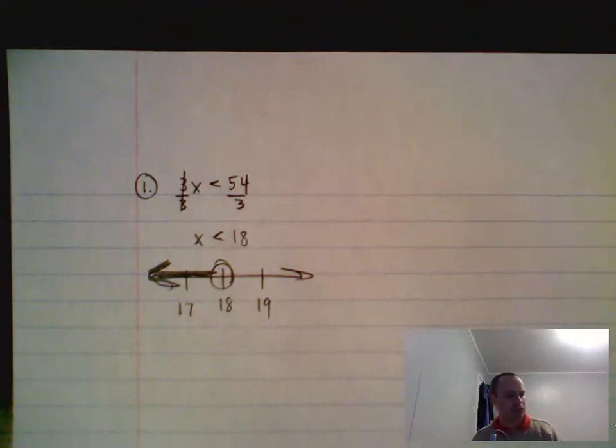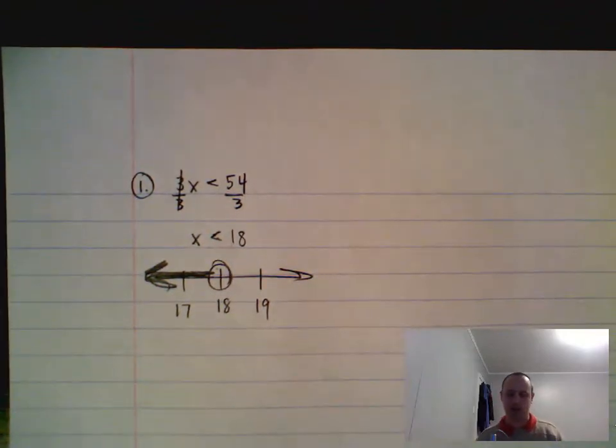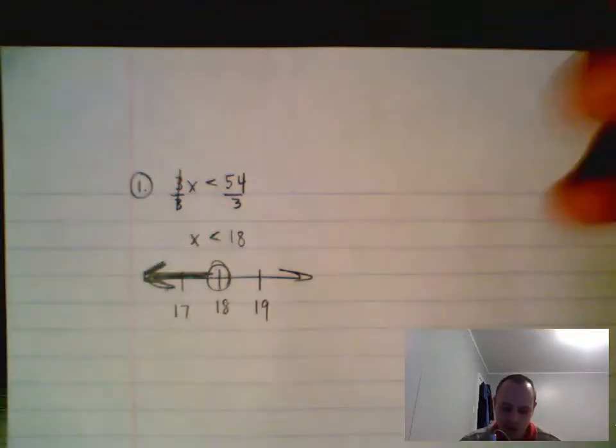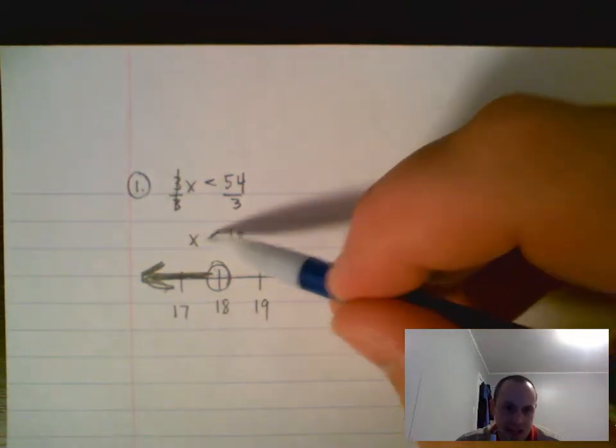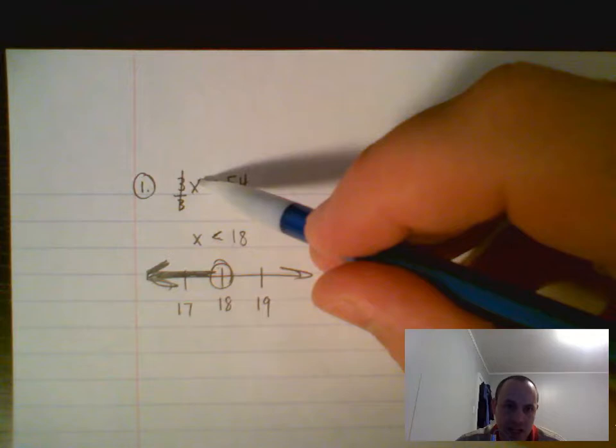Okay. All right, number 2, I'm going to have you do on your own. I'm going to have you do 3 on your own. Just to check these, the way you check them is you take your answer, like 18, x is less than 18, and you put it in here.